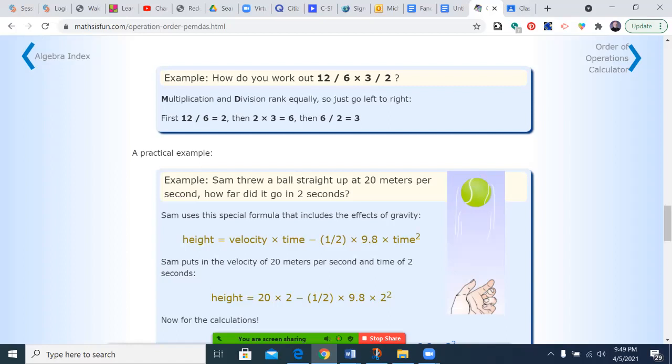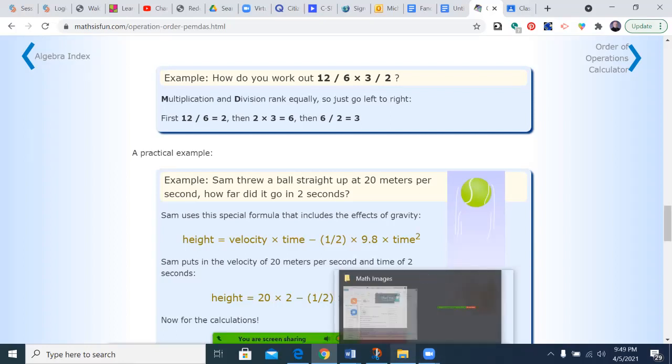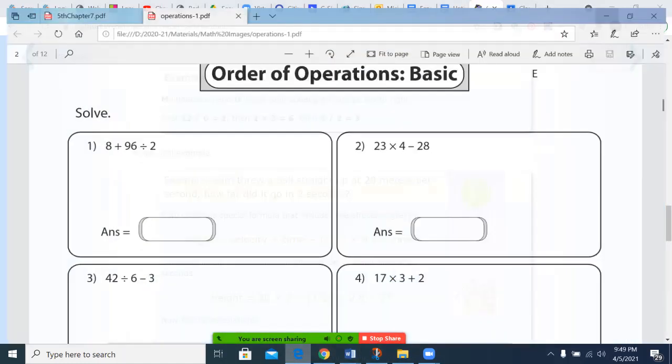If you have further questions about this, please make sure you ask. There is a worksheet that you'll be getting and some problems you'll be doing on a Google form. Let's go ahead and do one together.